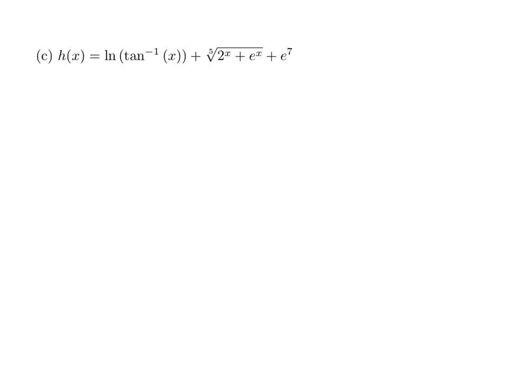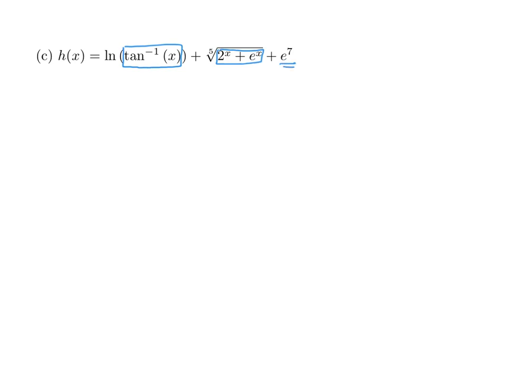In part C, we're taking the derivative of h. If I scan this function, I notice a few things. Again, we have a composition of two functions. We also have a composition here, so we're definitely going to use the chain rule when we take the derivative of this first part, but also this second part. This is the 5th root of 2 to the x plus e to the x.